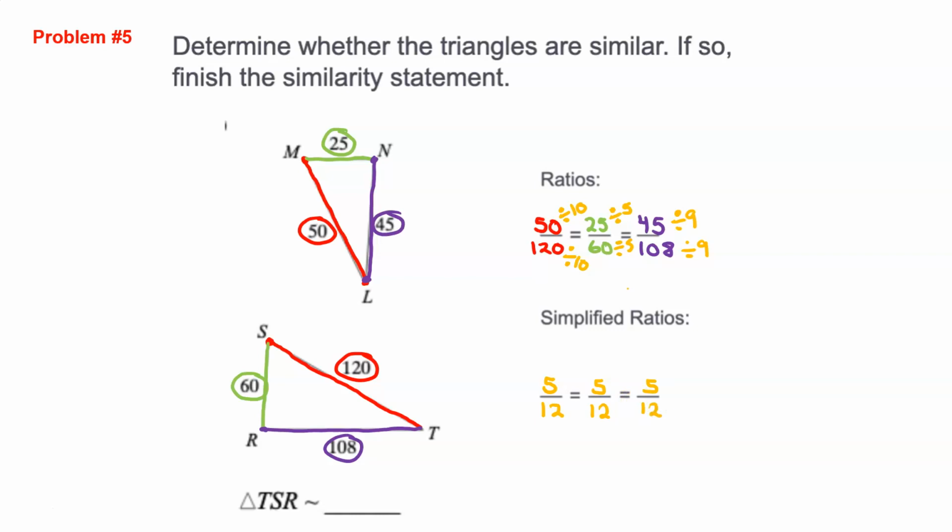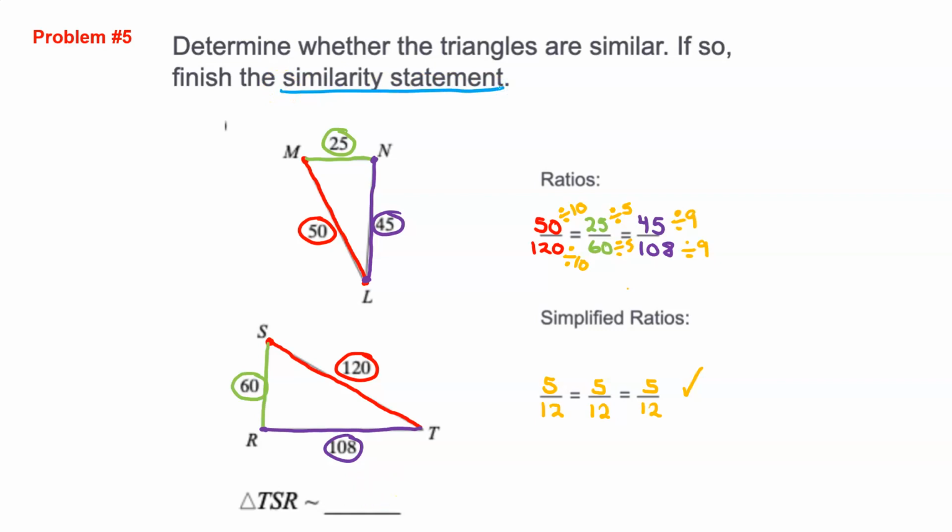And take a look. Once you simplify all your ratios, all your fractions, all the way down to the smallest possible form, I got 5 over 12 equals 5 over 12 equals 5 over 12. These ratios are all equal to each other. So yes, that is how you prove that these are actually similar triangles. Now that we know that they are similar, let's go back and play that matching game so that we can write our similarity statement.